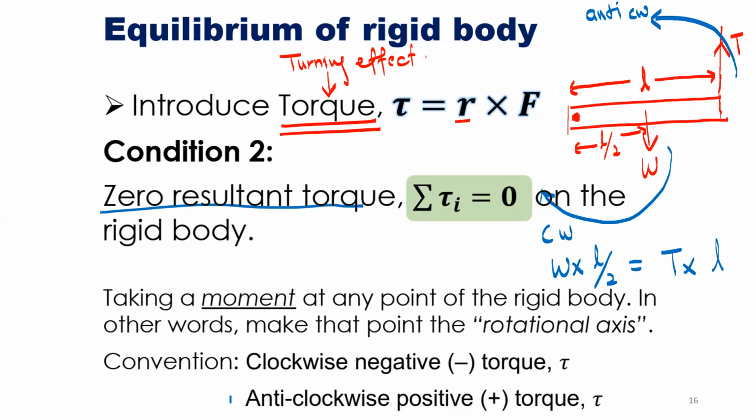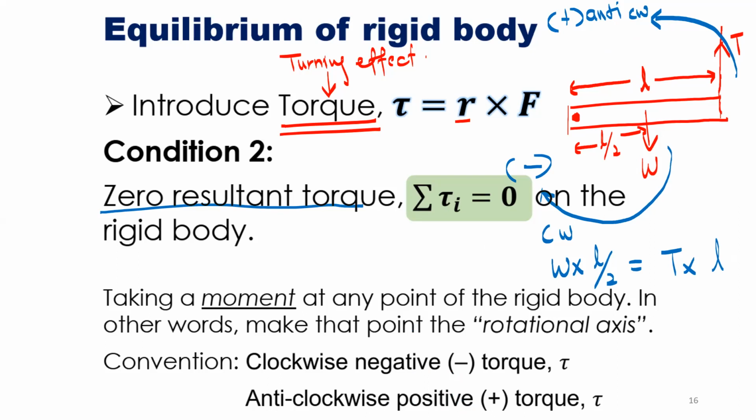So the convention: when we are referring to a clockwise direction, that will be taken as negative. When you are rotating anti-clockwise, we take it as a positive direction. Any idea why? Why clockwise we take negative and anti-clockwise we take as positive? Any logical answer for that? Supposedly clockwise should be positive, anti-clockwise should be negative, correct or not? But why is anti-clockwise taken as positive?